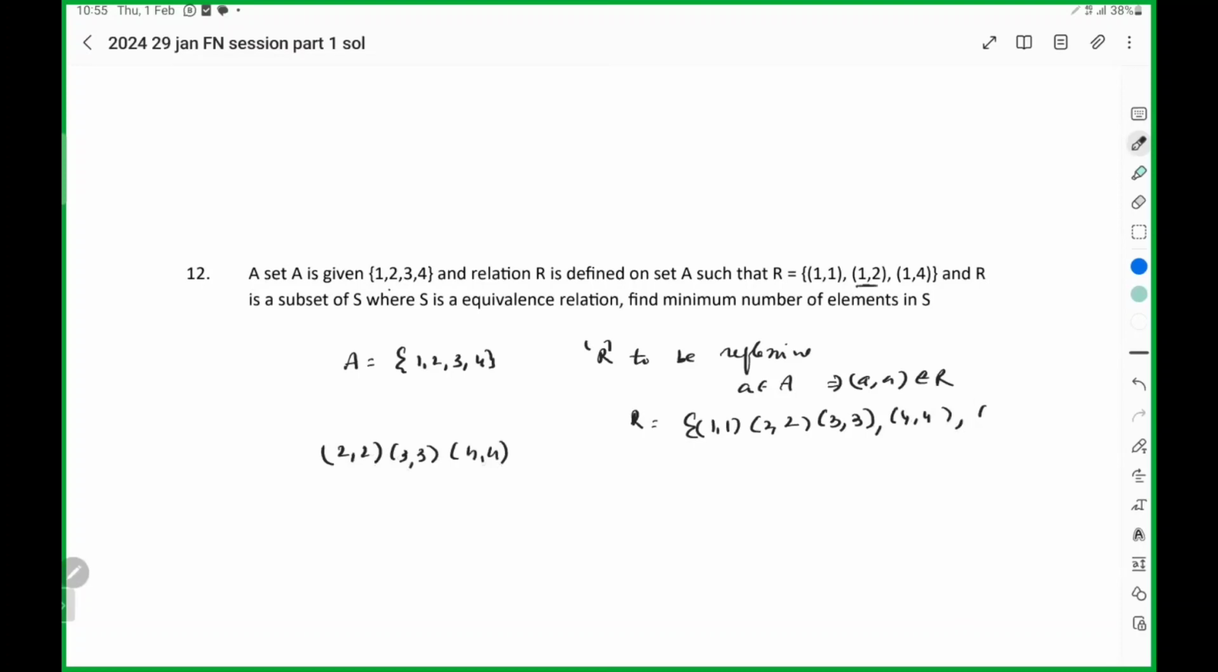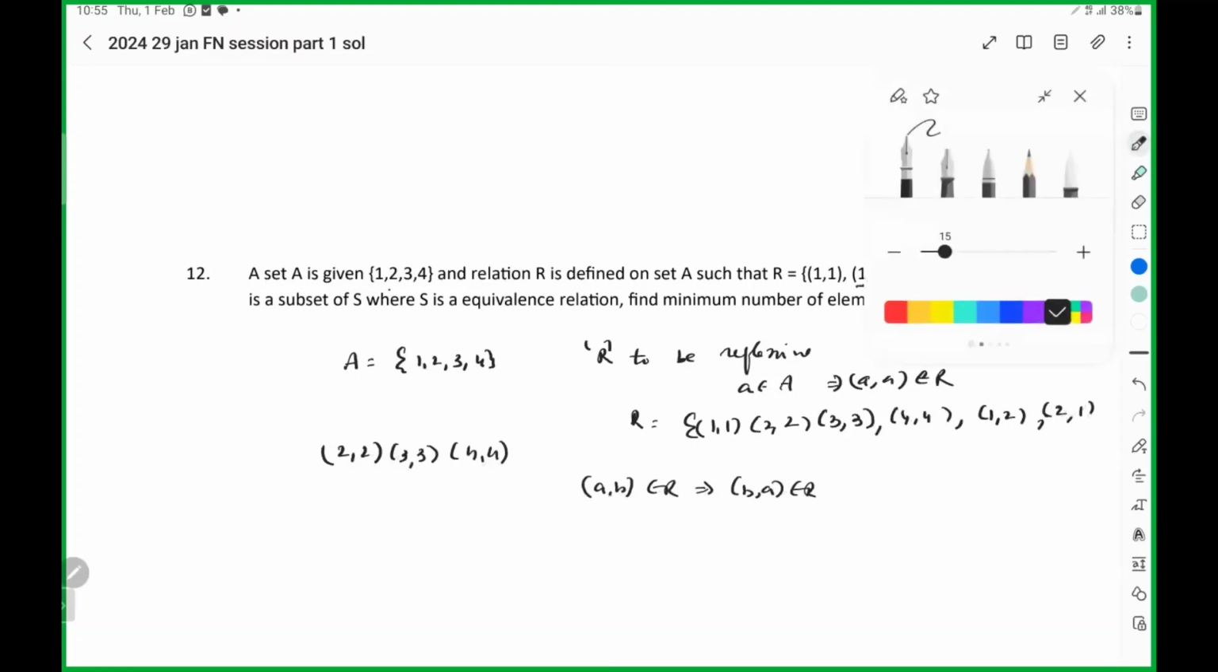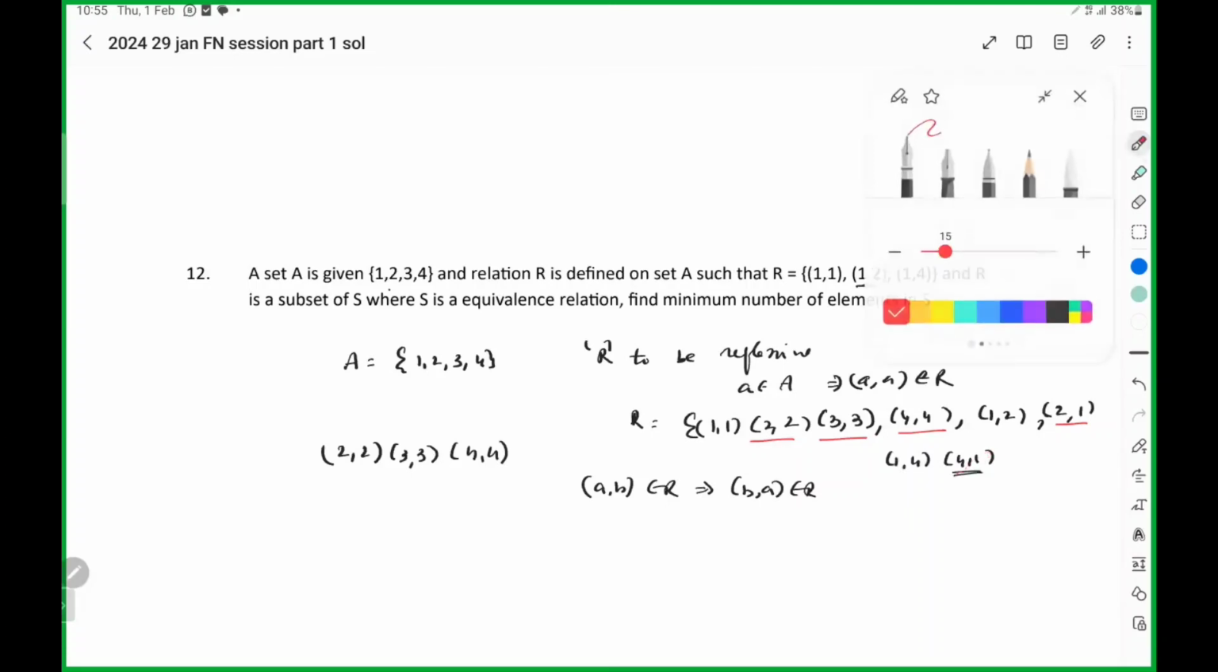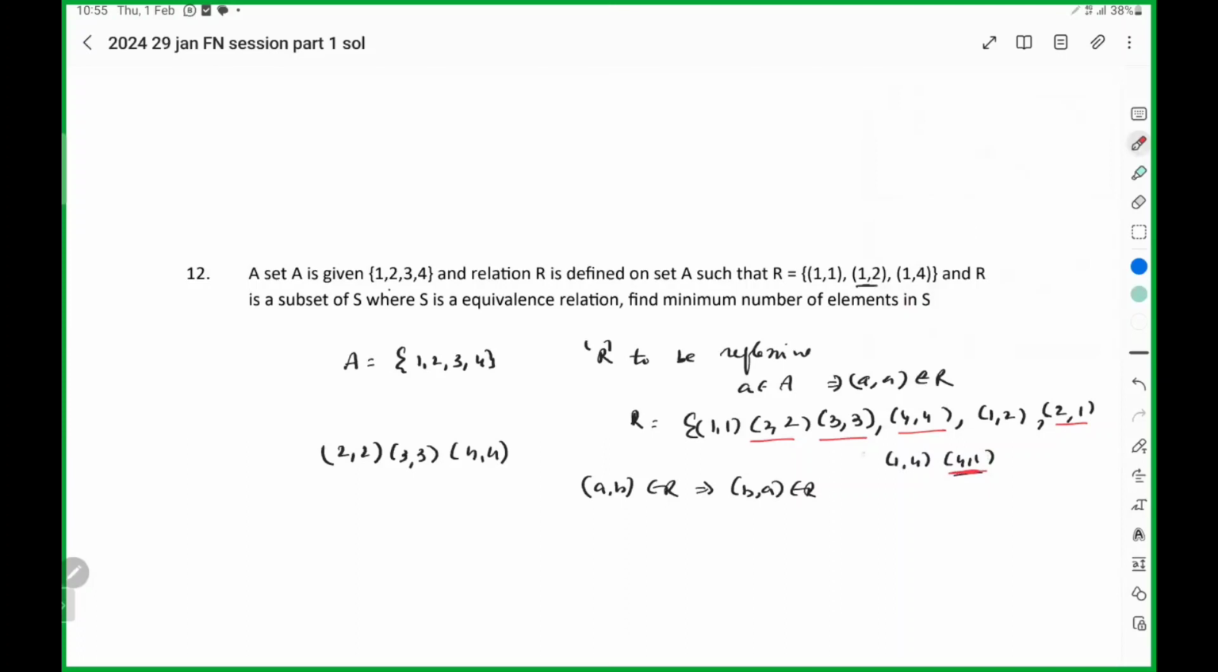And here (1, 2) is there. So whenever (a, b) is there in R, (b, a) must be there. Then we say symmetric. (2, 1) must be there. So this is the one which is added. (2, 2) added, (3, 3) added, (4, 4) added. So again, (1, 4) is there. (4, 1) must be added to satisfy the symmetric property. So this is the one which is added now. So 5 elements are added.